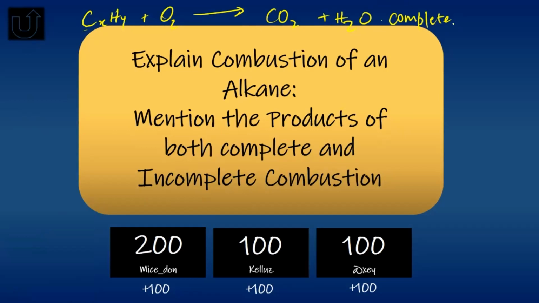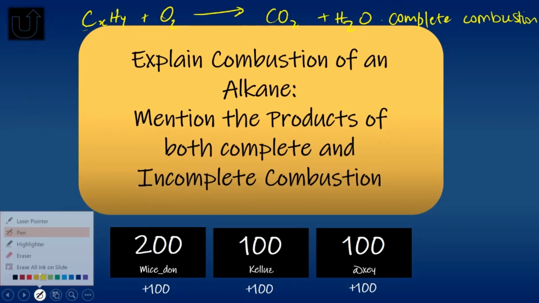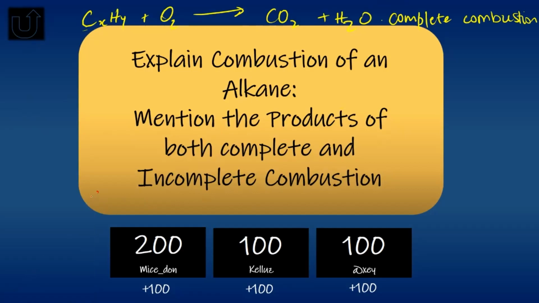All right. So this would be the products of complete combustion. In the case of incomplete combustion of an alkane, you wouldn't get carbon dioxide, but carbon monoxide. So the complete thing would look like this: CxHy. Of course, you'd be given an alkane, plus O2.